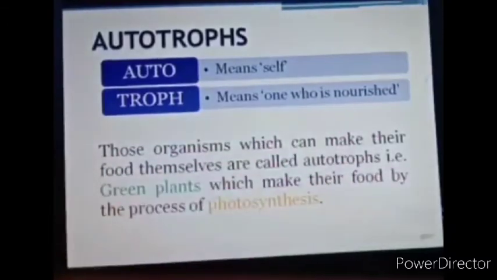That is green plants, which make their food by the process of photosynthesis. All the green plants are able to perform the process of photosynthesis, and this is utilized as their food to derive their nutrition. All the green plants perform photosynthesis.